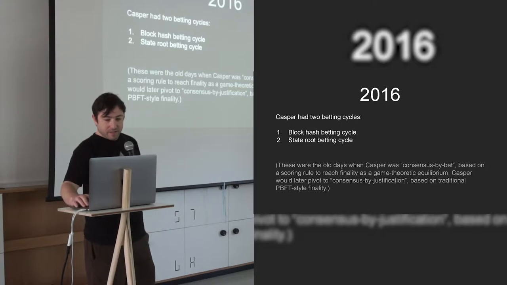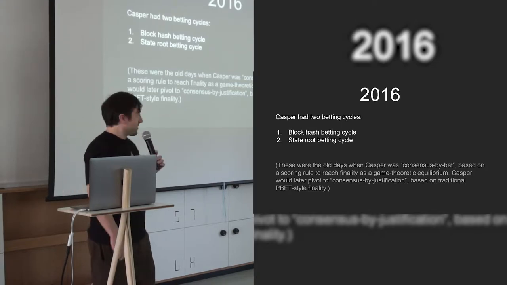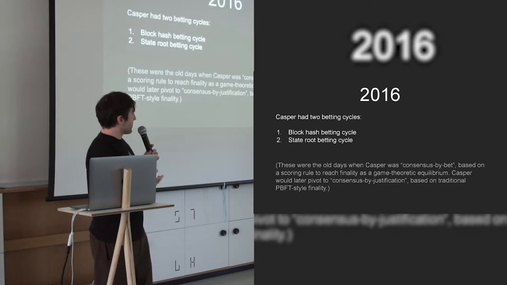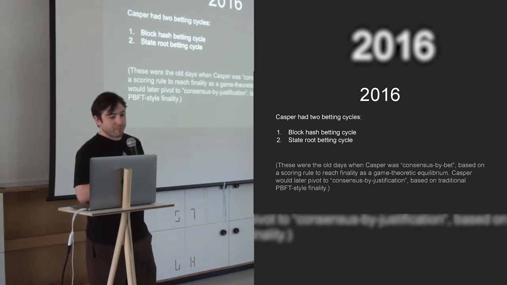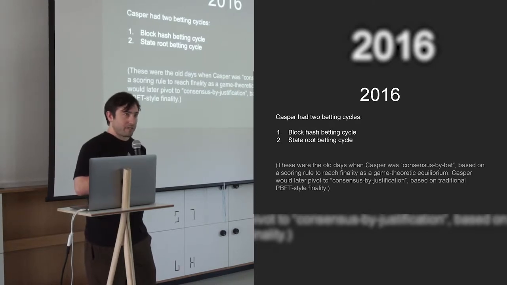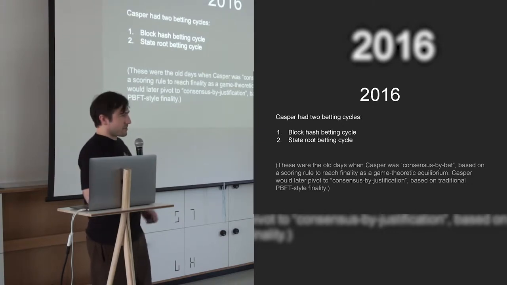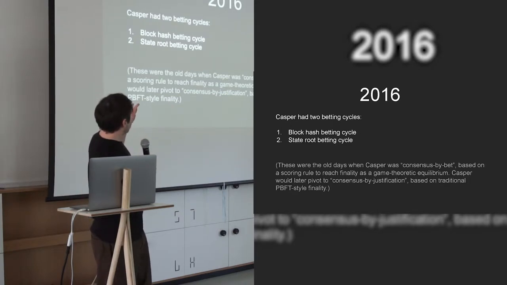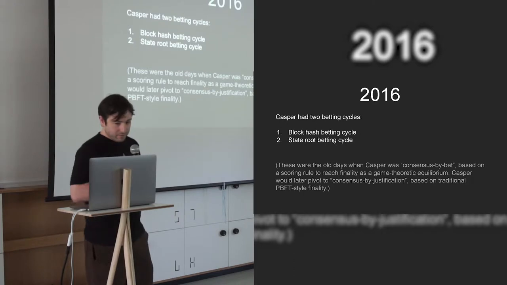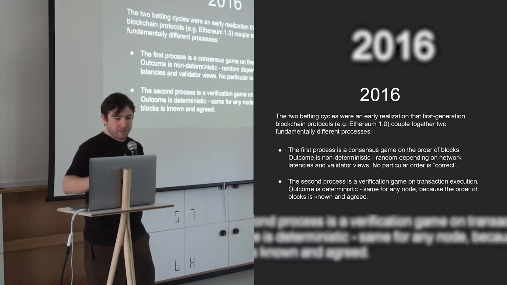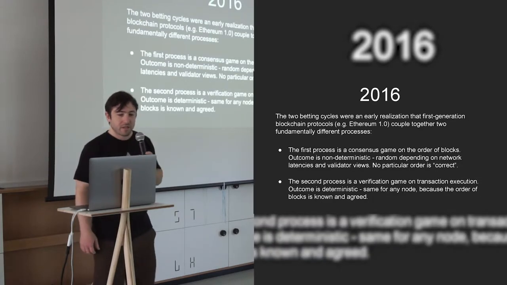And Casper would later pivot to consensus by justification. But even at this early time, there was an early realization of an idea that would become more and more important, which is these two betting cycles: this block hash betting cycle and the state root betting cycle. That these are two fundamentally different processes.